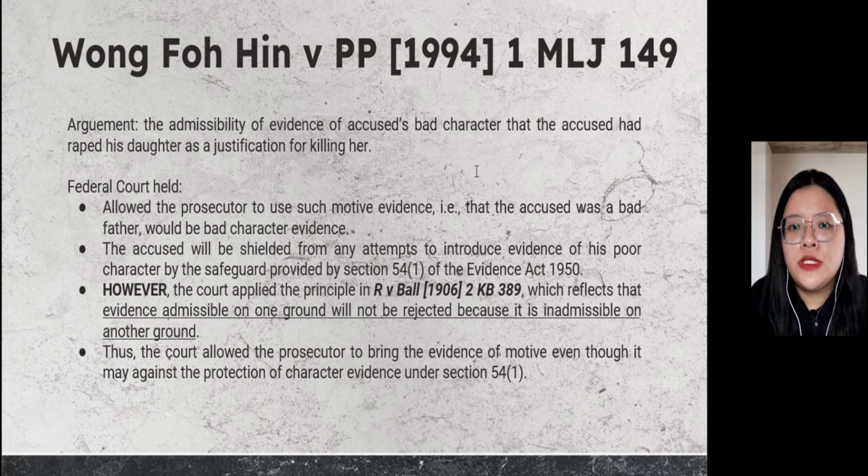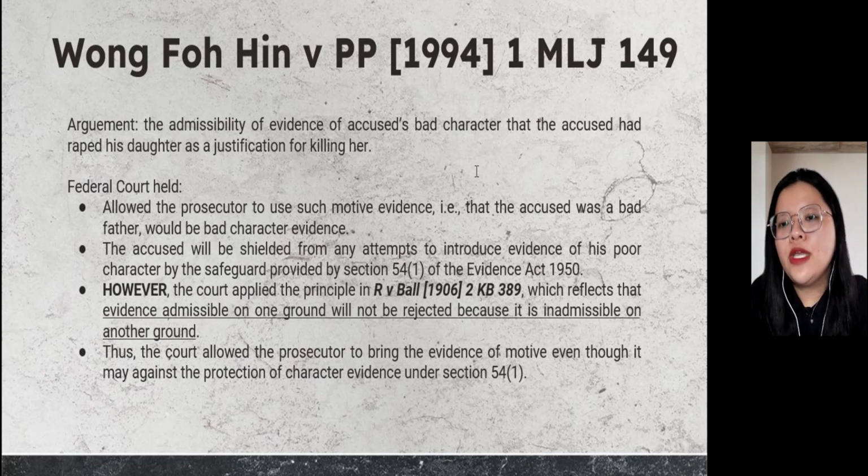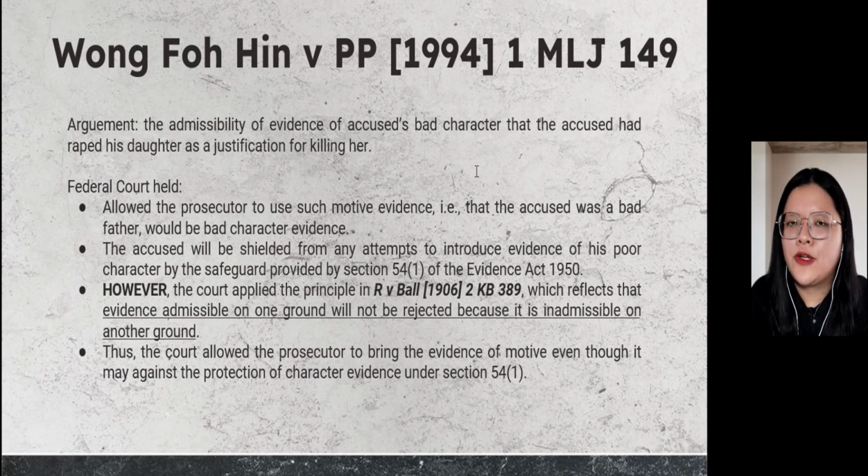The accused will be shielded from any attempt to introduce evidence of his poor character by the safeguard provided under Section 54 Clause 1 of the Evidence Act. However, the court applied the principle in Regina against Bo, which reflects that evidence admissible on one ground will not be rejected because it is inadmissible on another ground. Thus, the court allowed the prosecutor to bring the evidence of motive, even though it may go against the protections of character evidence under Section 51 Clause 4.